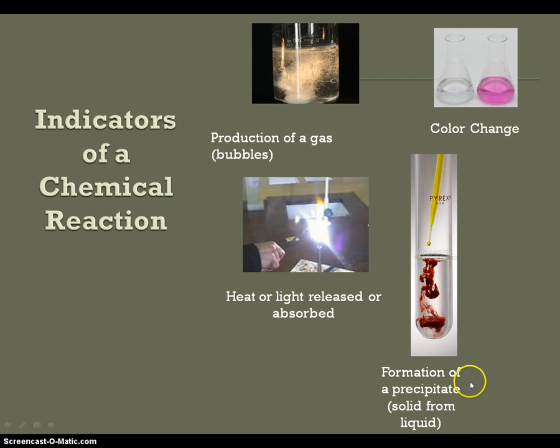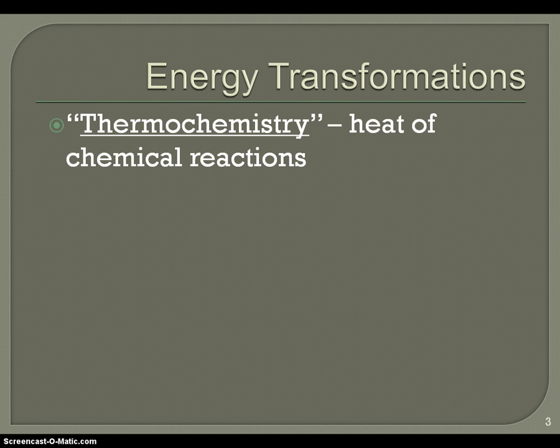And then also the formation of a precipitate. Remember that a precipitate is when a solid comes from a liquid. We are adding 2 liquids together here, and you can see this red solid powder forming. Those are the indicators that we're going to look for as we're performing our chemical reactions in the lab. So let me discuss a little bit more about the heat of a reaction.